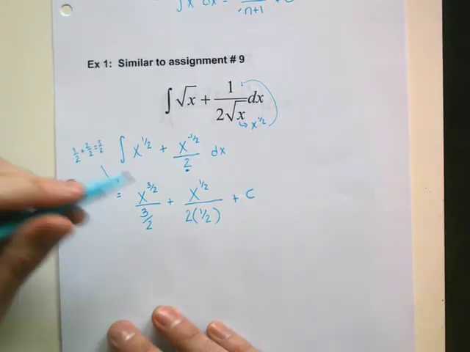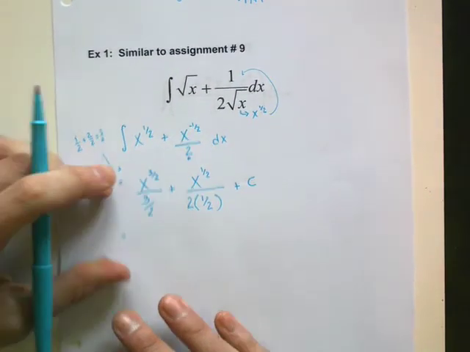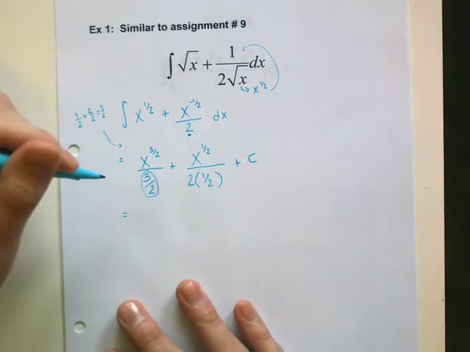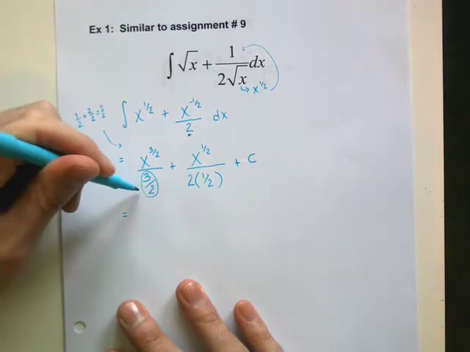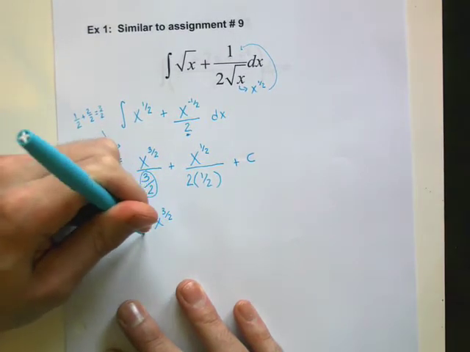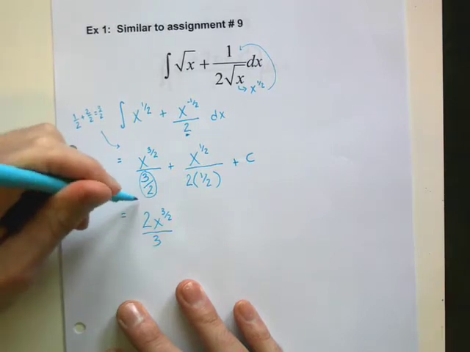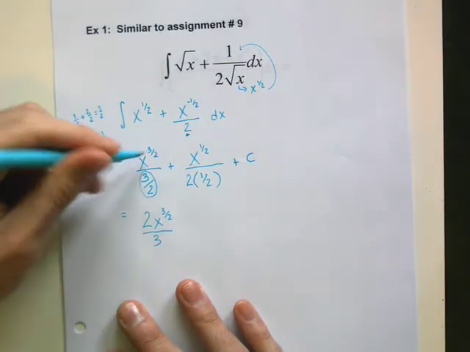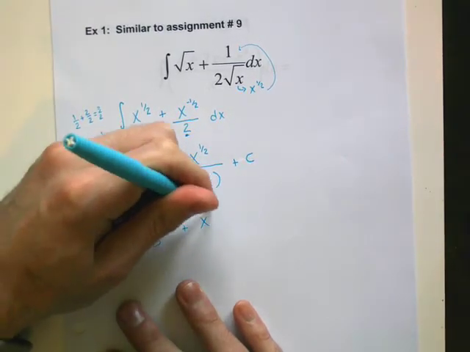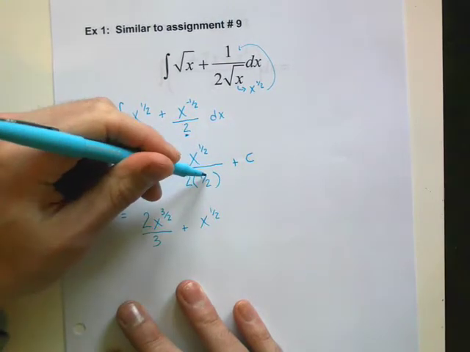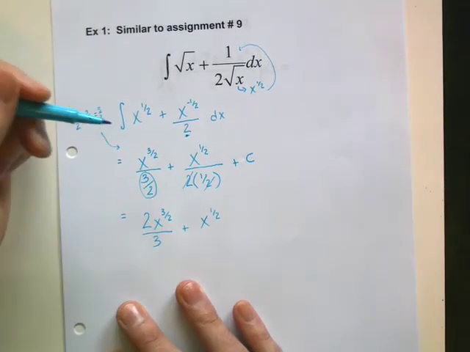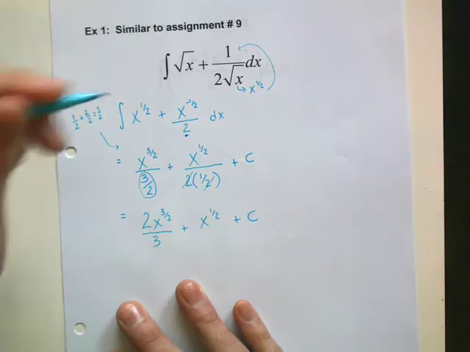All right, this is essentially it, but we have to simplify. Like we talked about yesterday, if you have a fraction in the denominator, multiply by the reciprocal. So this is going to be 2 x to the 3 over 2 over 3. I took the reciprocal and ended up with this, keeping my x's in the numerator. This becomes plus x to the 1 half, because 2 times 1 half is just 1, since those 2's cancel, so it's over 1. I don't need to write over 1. Plus c.